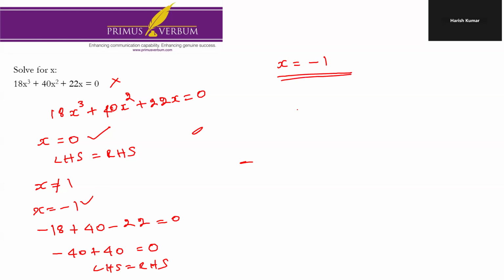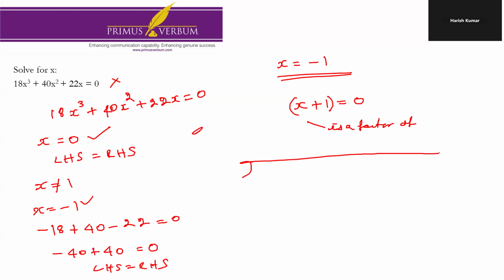If x is equal to minus 1 is one of the solutions, then it goes without saying that x plus 1 is a factor of the equation 18x cubed plus 40x squared plus 22x is equal to 0. So if x plus 1 is a factor, then we can divide 18x cubed plus 40x squared plus 22x by x plus 1. Okay, so let's do it.